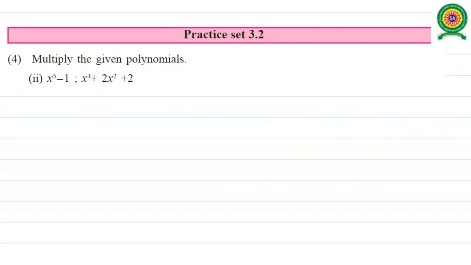Look at the second sub question from question number 4, practice set 3.2. Multiply the given polynomials. The first polynomial is x raised to 5 minus 1. The second polynomial is x cube plus 2x square plus 2. So we have to multiply x raised to 5 minus 1 by x cube plus 2x square plus 2. Now again we have to use the distributive law.